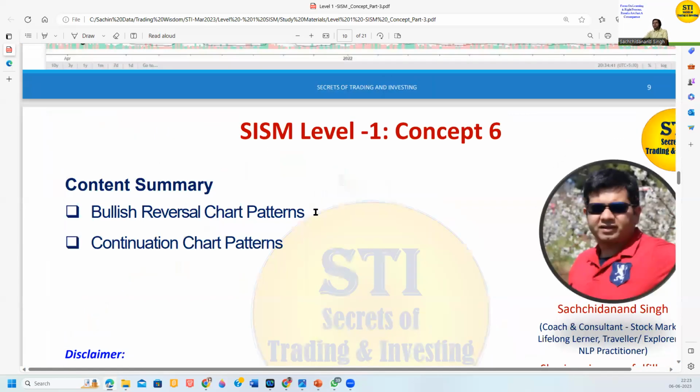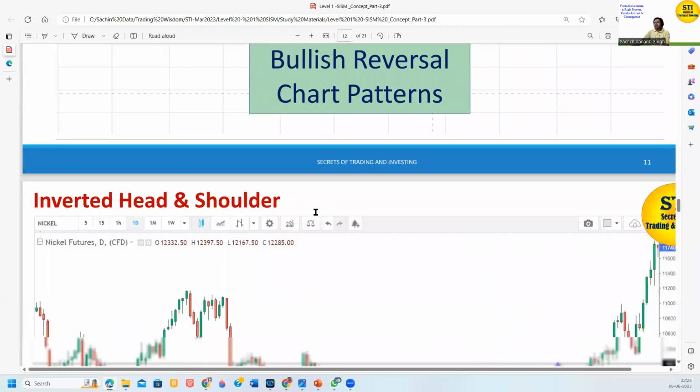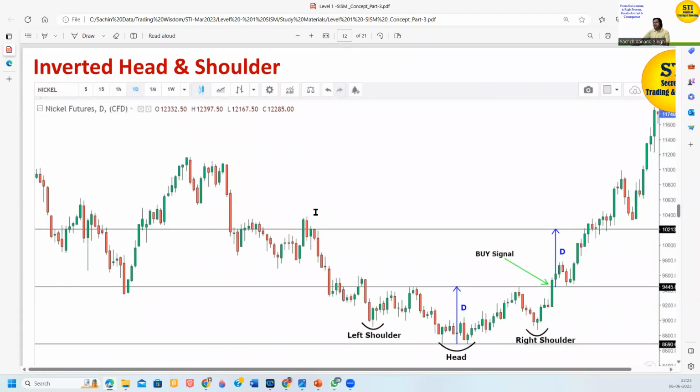Double top. Okay. There are a few bullish reversal chart patterns. What are they? That is the inverted head and shoulder. An inverted head and shoulder is the reverse of the normal head and shoulder, where it is like somebody is doing Sirsasana, the head is down and the legs are up.